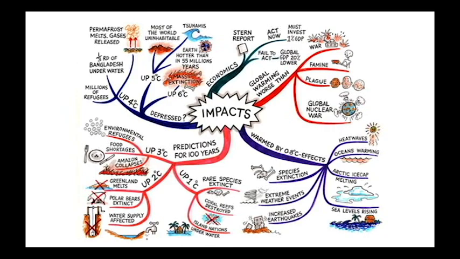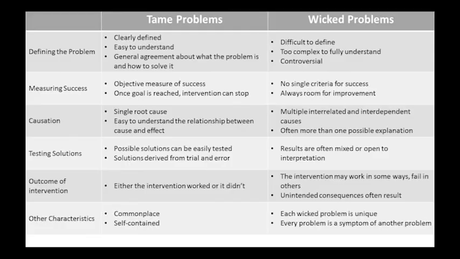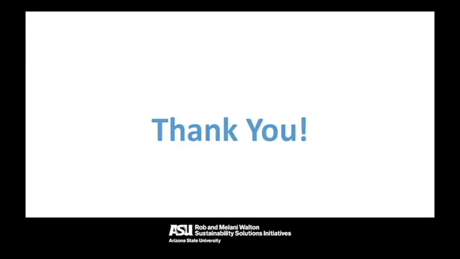As you can see, climate change is messy, and all of these impacts are interrelated, and finding one solution for everything is impossible. This chart provides you with a summary of the differences that we've covered in this video. Tame problems are easy to understand and easy to solve. Wicked problems, on the other hand, are more complex, which makes them extremely difficult to solve, and there's actually never one solution.